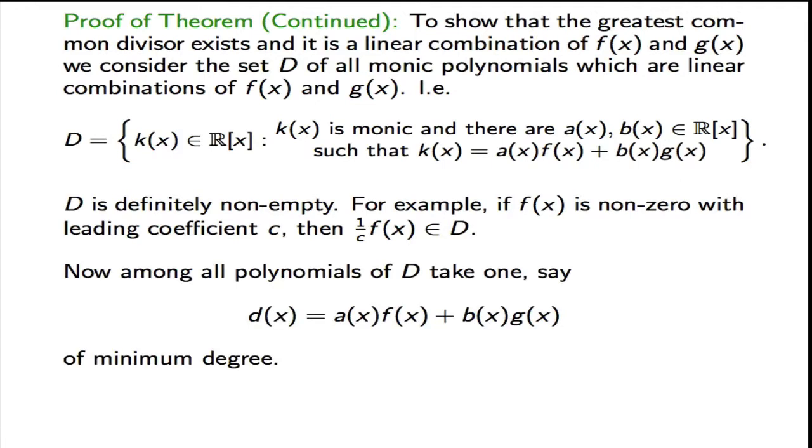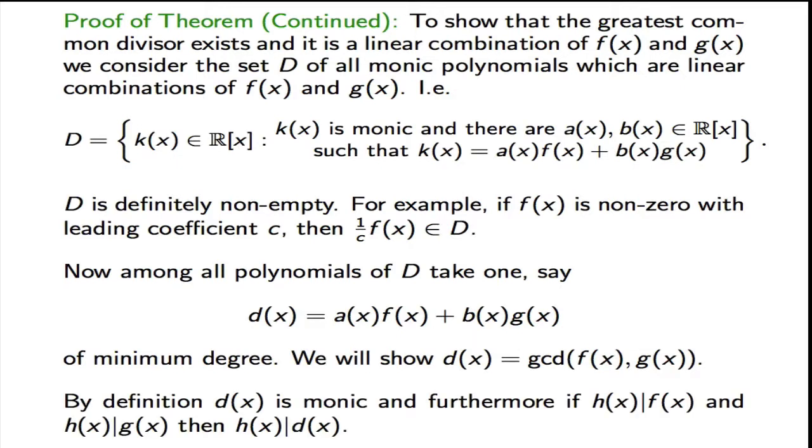So we look at all polynomials belonging to D, and we take one of them which has the smallest degree. Maybe there are several of those, we just take one. So let's denote it by d of x, and let's suppose that it is equal to a of x times f of x plus b of x times g of x. What we are going to show is that this d of x is equal to the greatest common divisor of f of x and g of x.